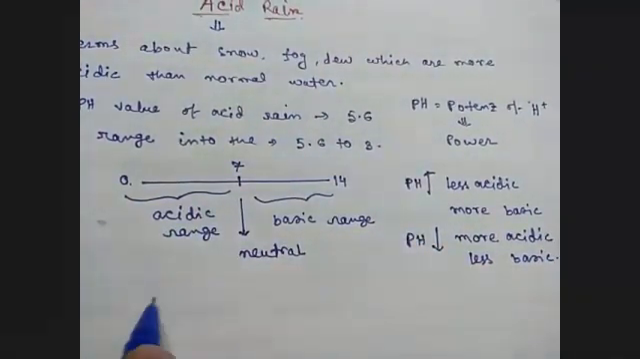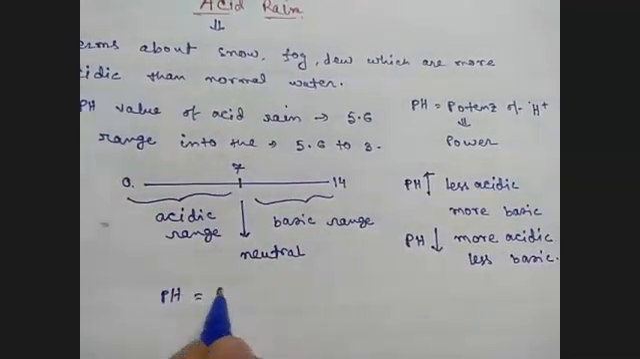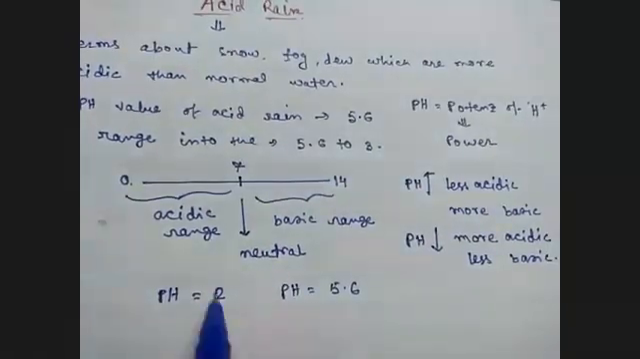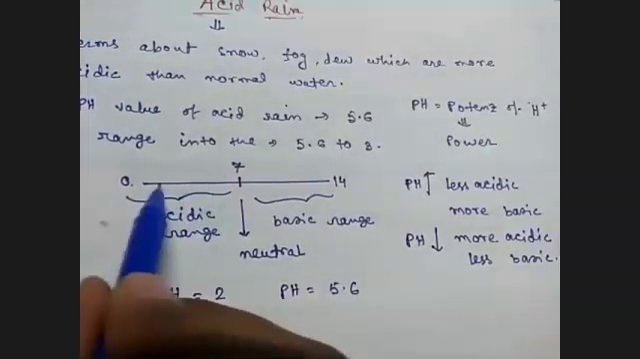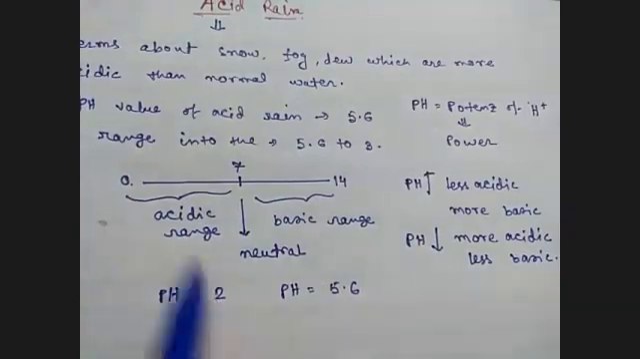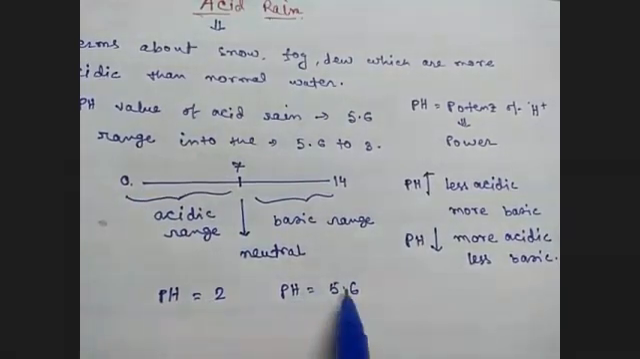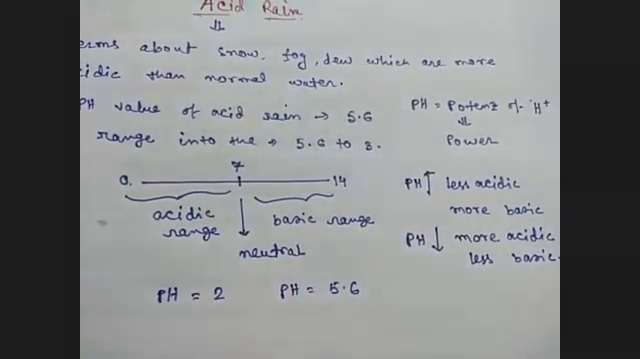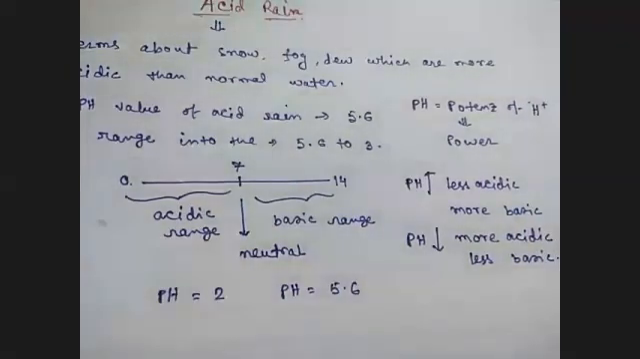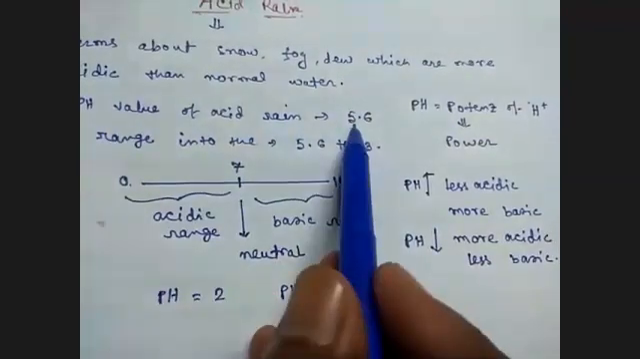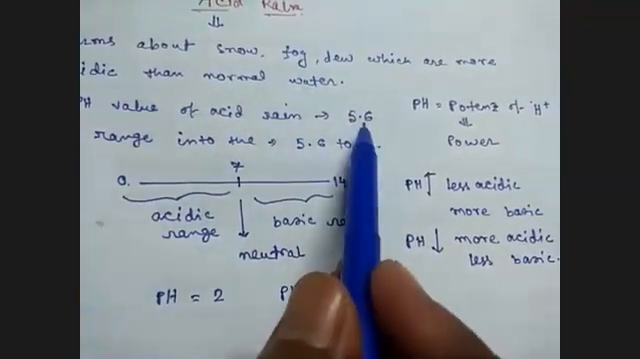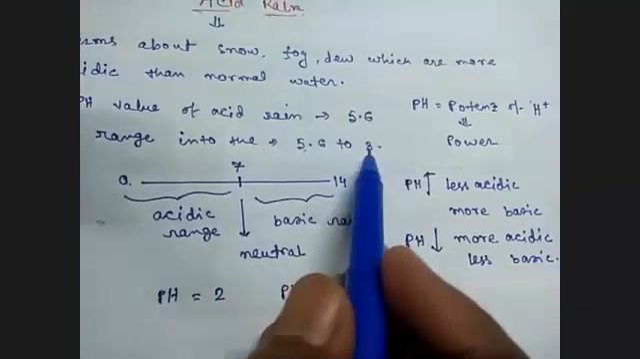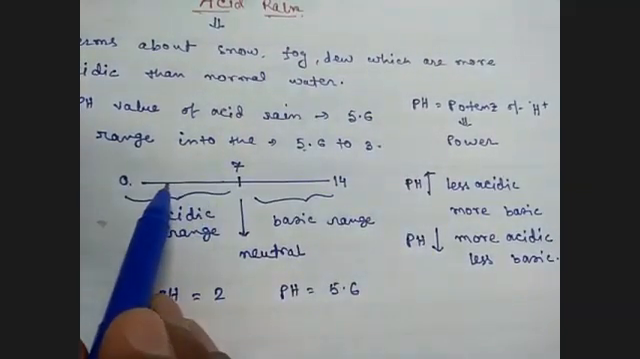Suppose we have two substances. One shows pH equal to 2 and another shows pH equal to 5.6. Both values are in the acidic range, so both are acidic, but pH 2 is the lower value, so it will be more acidic. pH 5.6 is the higher value, so it will be less acidic. So acid rain shows its pH in the range, the actual value being 5.6. Sometimes its value is found in the range 5.6 to 3. That means anything from weak acid to strong acid can be formed.